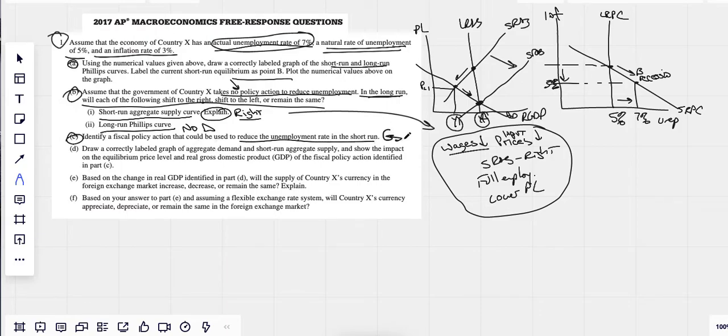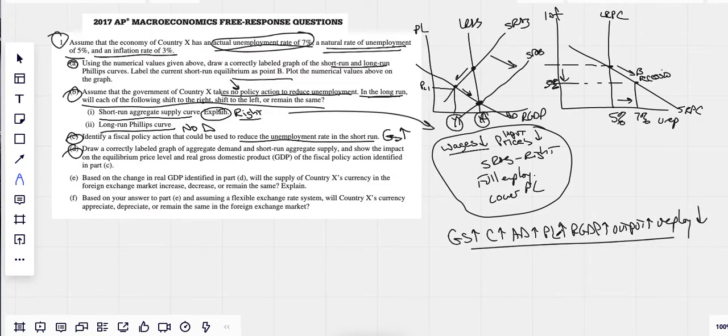Identify a fiscal policy action that could be used to reduce the unemployment rate. Well, government spending could go up. Draw a correctly labeled graph. Remember, government spending goes up, right? The way we write it all out: government spending goes up, consumption goes up, aggregate demand goes up, price level goes up, real GDP would go up, output would go up, unemployment would go down. This is our causal chain of thinking for government spending, or fiscal policy action needs to be expansionary to get us out of a recession.